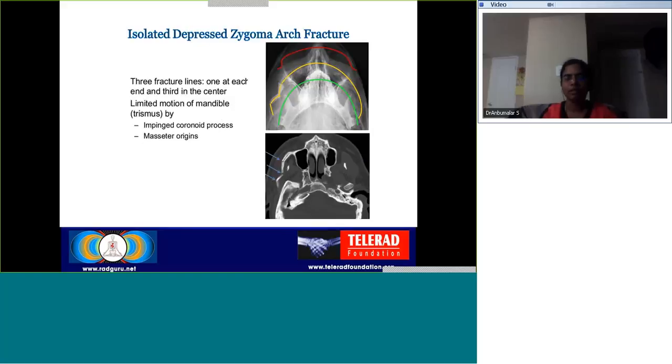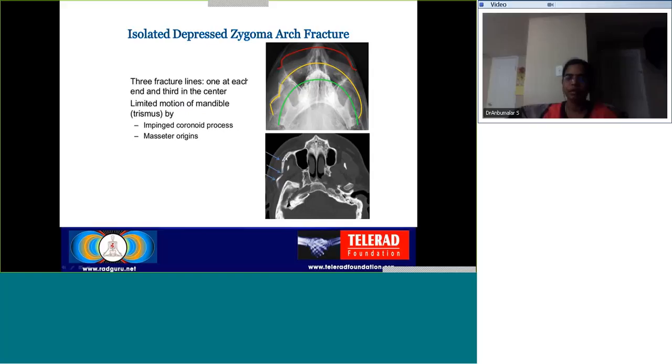Next comes the isolated zygomatic arch fracture. As I already mentioned, Campbell's line has to be properly noted in the X-rays. If there is any discontinuity compared to the opposite side, then the structure has a fracture. Here is an example of a zygomatic arch fracture.